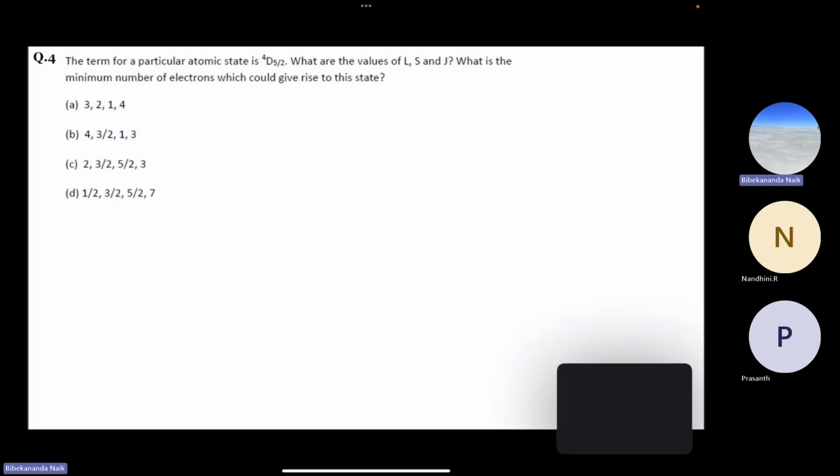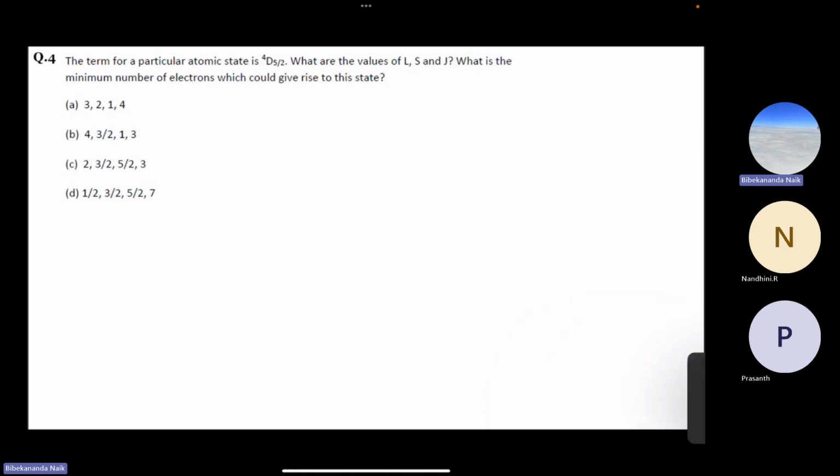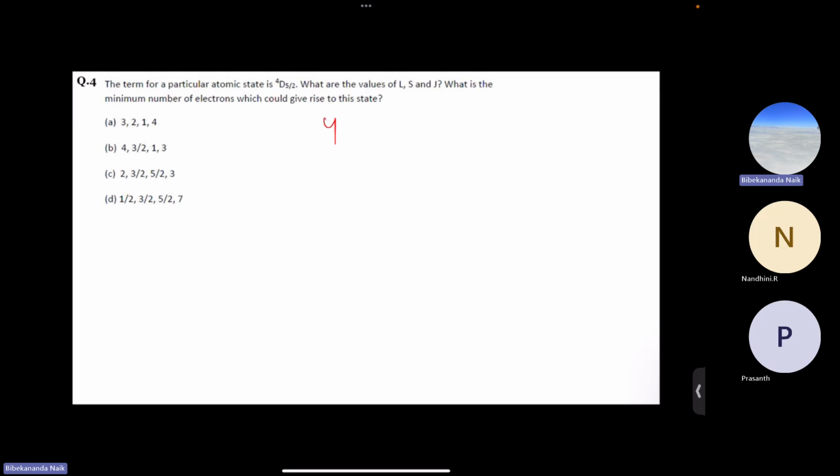So yes, did anyone solve it? What will be the values of L, S, and J, and what is the minimum number of electrons which could give rise to this state? So if you see for 4D5/2.